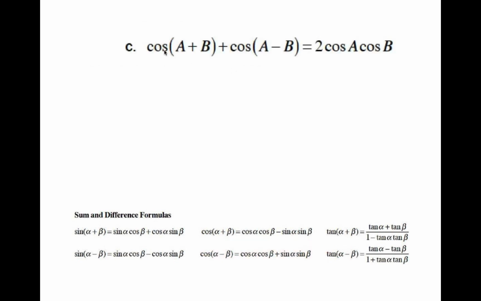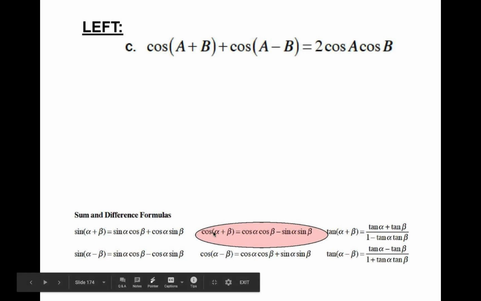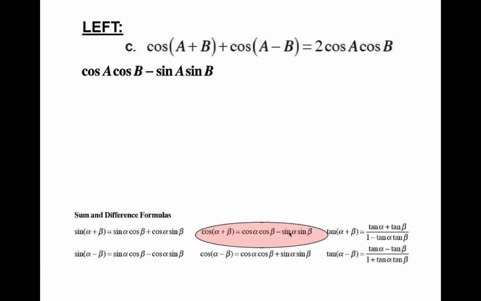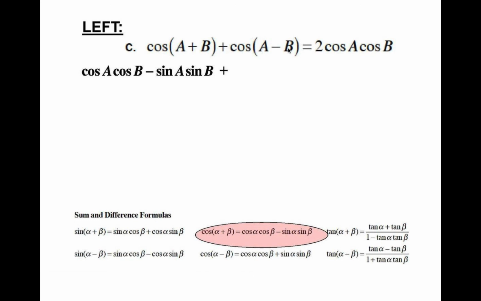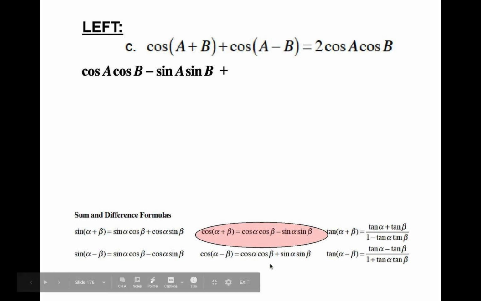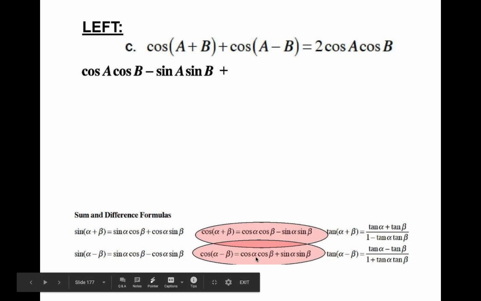All right, for C, we're going to work on the left side. You have cosine of A plus B, so you're adding, the cosine formula, so that's the first one. It's going to be replaced with the one over here. So it goes cosine A, cosine B, minus the sine of A, sine of B. So that's this part. And then I'm adding the subtracting cosine formula, which is this one. So it's going to go cosine A, cosine B, plus sine A, sine B.